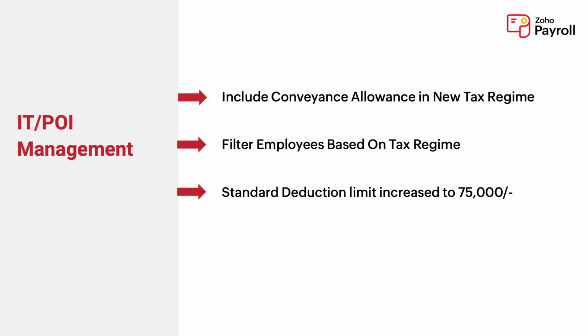So this also I'll be showcasing in the TDS worksheet within the application. And in the POI management part, we have an option to filter the employees based on the tax regime which they have chosen. So ideally, an employee opting for the new tax regime will not have much of a proof to submit apart from the NPS under 80CCD(2). And for the old tax regime employees, you can filter them and you can download the proof submitted by them.